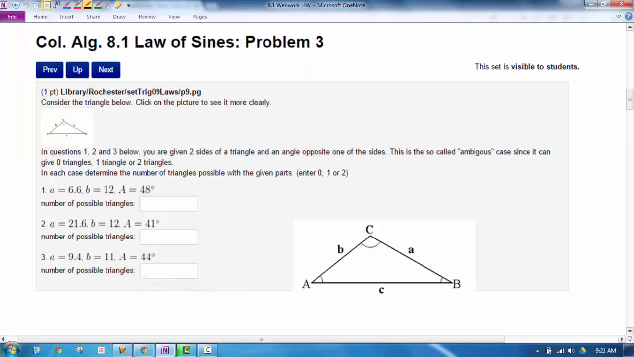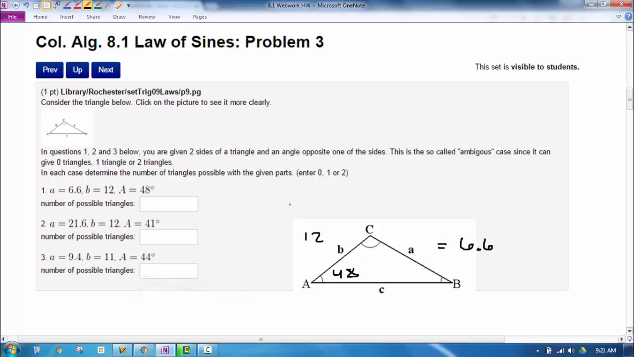Okay, the next problem gives us this triangle, and it says in questions 1, 2, and 3, we're going to be given two sides of the triangle and an opposite angle. And this is the ambiguous case because it could give 0, 1, or 2 triangles. So in each case, determine the number of triangles possible with the given parts. So let's say we have 6.6 for a, for the first one. Let's say we have 12 for b, and angle A is 48.